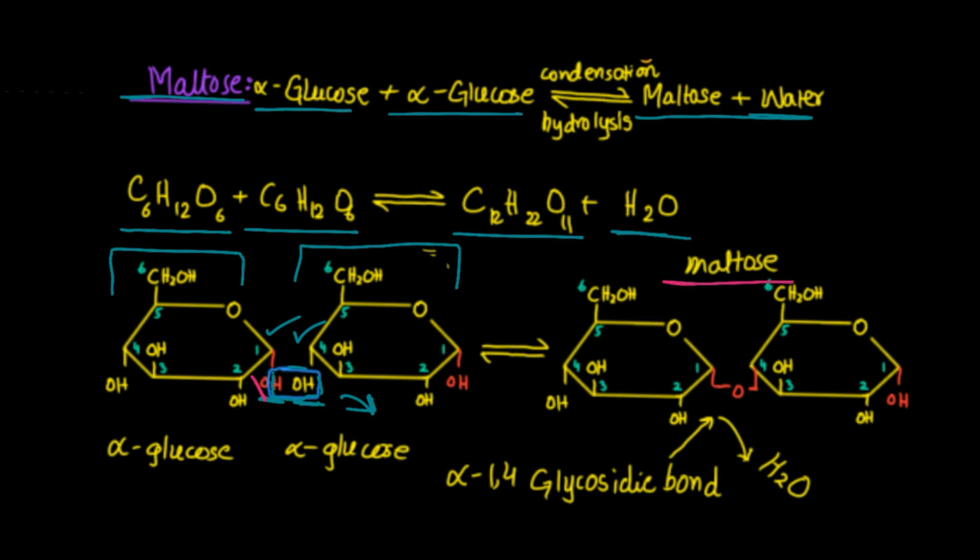According to the definition, a disaccharide is formed by two monosaccharides, and we formed a disaccharide here, as you can see. This is maltose. Now we give a special name to this bond. Since this bond is formed by two alpha glucose units, we call it alpha. Since it's formed between carbon 1 and carbon 4, we call it 1,4. And we name this bond a glycosidic bond. So this bond here is called an alpha 1,4 glycosidic bond.